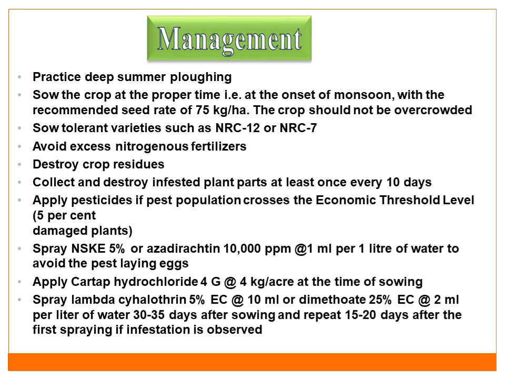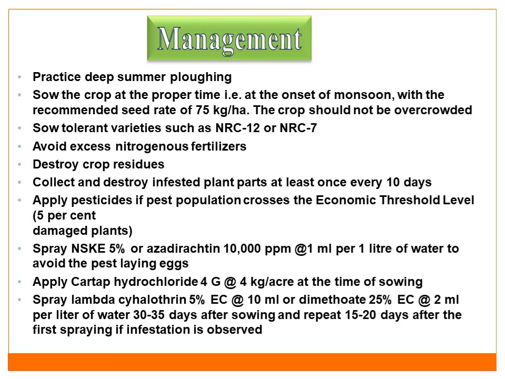Sow tolerant varieties. Avoid excess nitrogenous fertilizers and destroy crop residues. Collect and destroy infested plant parts at least once every 10 days. And apply pesticides if the pest population crosses the economic threshold level or 5% of damaged plants.